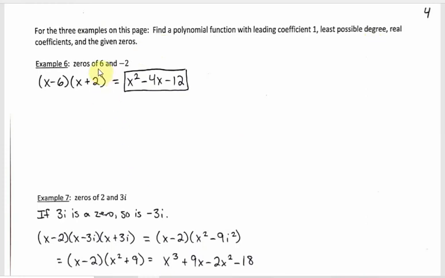So if 6 is a 0, x minus 6 must be a factor of the polynomial. And if negative 2 is a 0, x plus 2 must be a factor. That's really about all you need here. If you multiply this out, so if you just FOIL it, you get x squared minus 4x minus 12. And that's pretty much it, right?